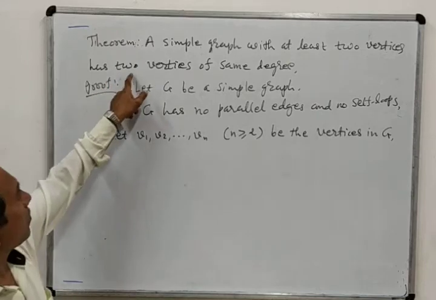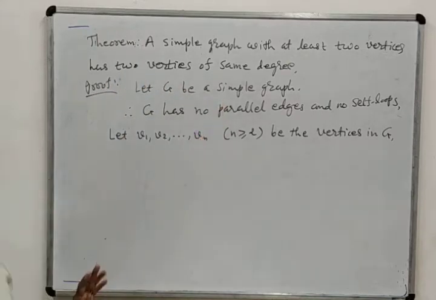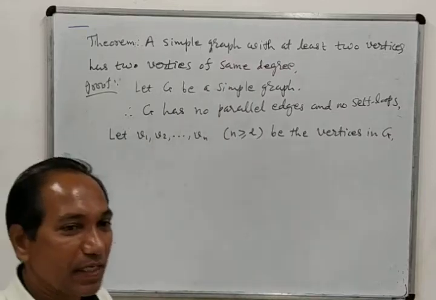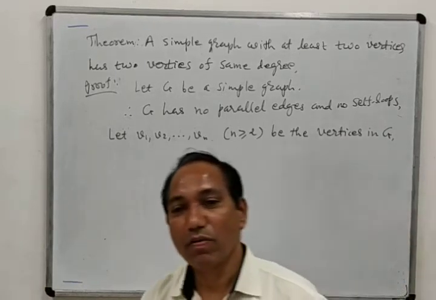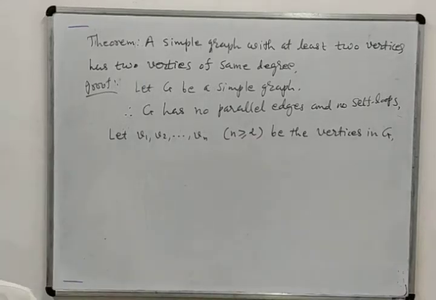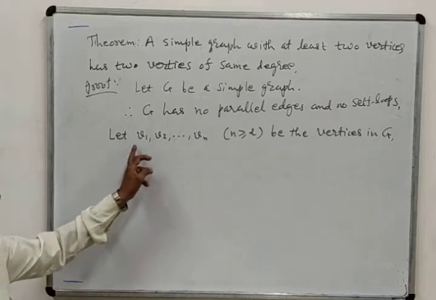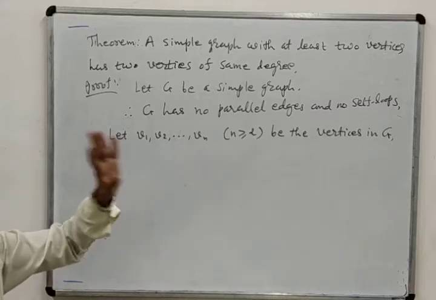Then what do we want to prove? It has two vertices of same degree. That means there are n vertices. We want to prove that among n vertices there are two vertices which will have same degree. That means this can be degree 2 or degree 3, whatever it is. So to prove that it has two vertices of same degree, we will just assume the contradiction. That means we will assume that no vertex have the same degree.